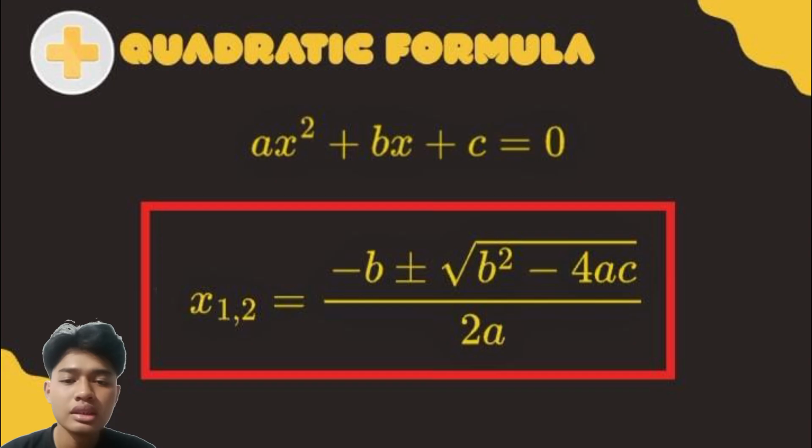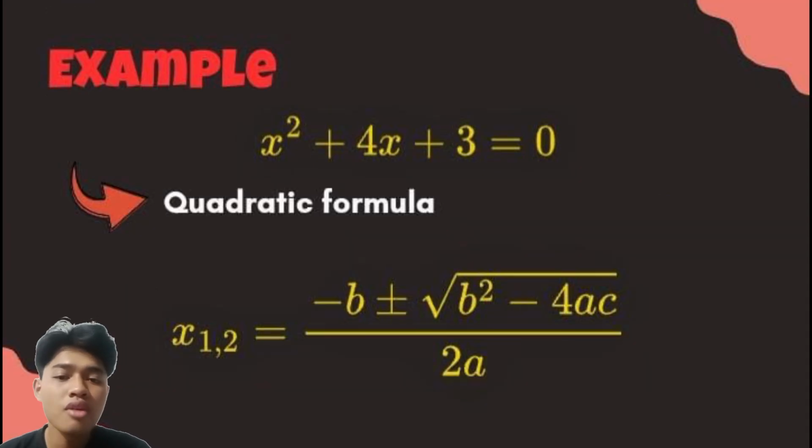The quadratic formula is x equals minus b plus or minus the square root of b squared minus 4 times a times c, all divided by 2 times a. So if we have a quadratic equation, we just need to know the values of a, b and c, and then substitute all of them into the quadratic formula.